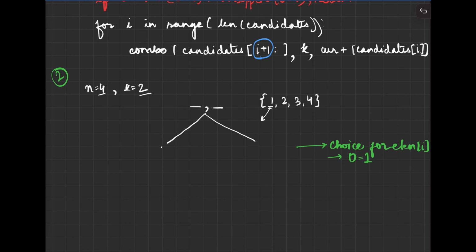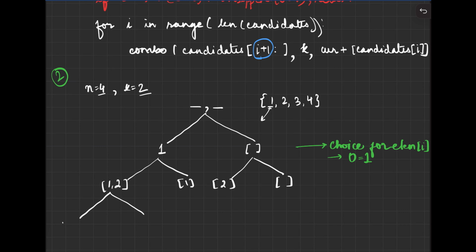So for 1, our intermediary result will consist of 1. And for our second node of the subtree, our intermediary result will not consist of 1. We make a similar choice for 2. So either we add 2 or we do not add 2. Here also we do exactly the same thing. Either we add 2 to our answer or we don't add 2.